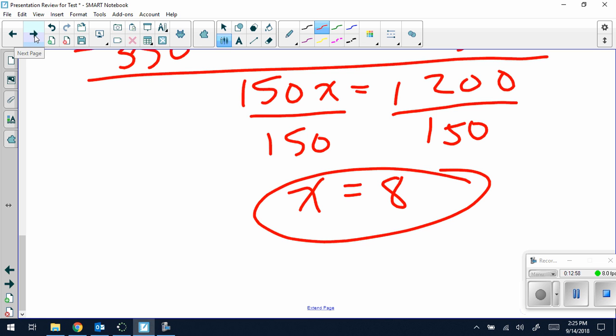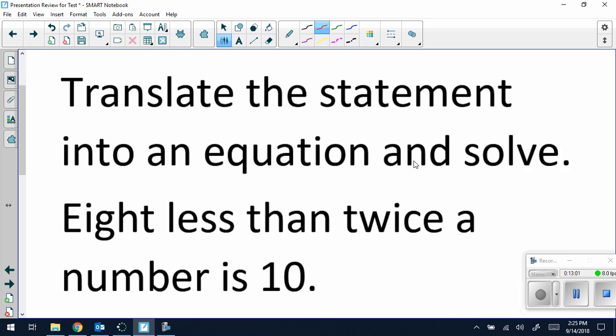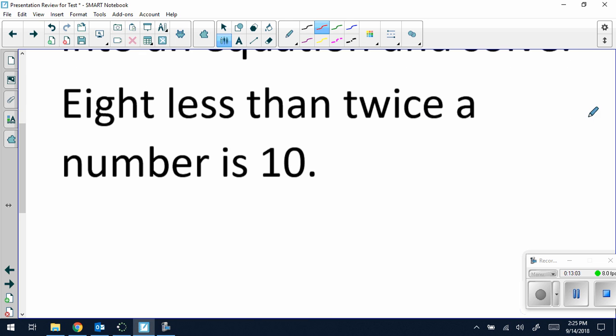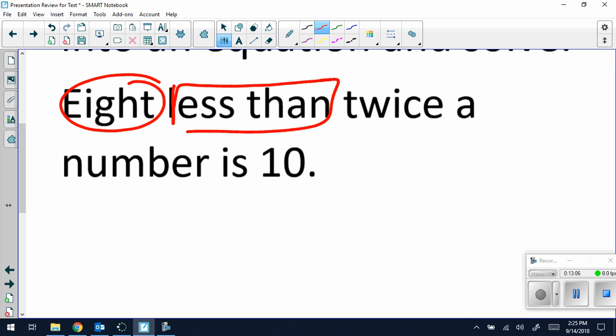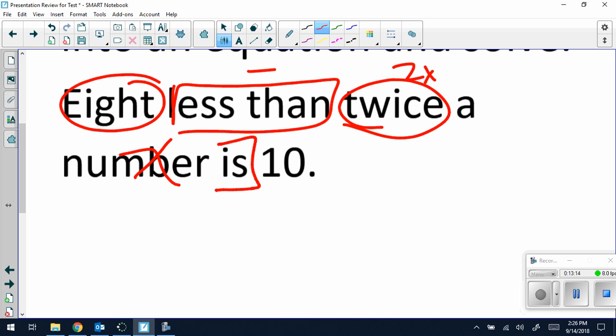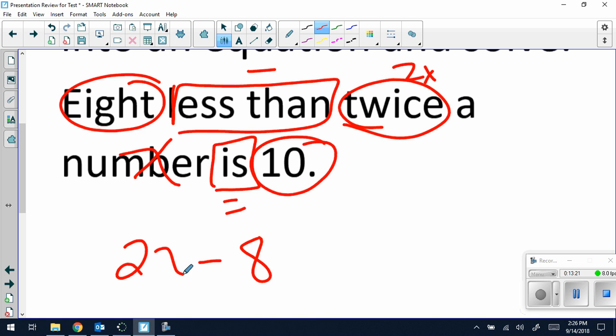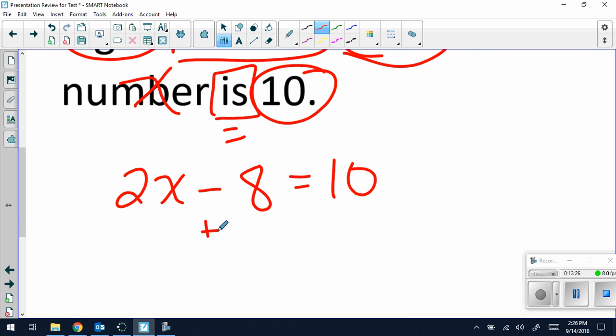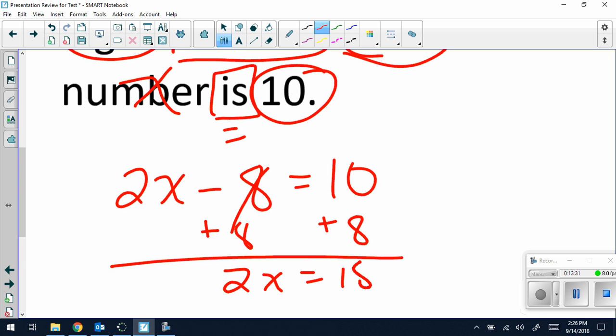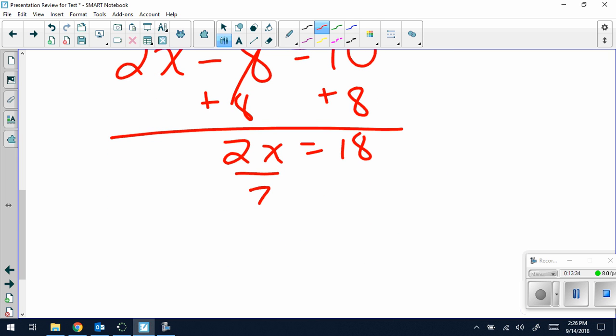We're almost done. I know this is a long video. Question 11, translate the statement. Okay, so 8 less than, that's subtraction, twice, that means I'm going to multiply by 2. A number, that's our variable, is, that's our equals, 10. Remember, subtraction is built backwards. So 8 less than, twice a number, is 10. And then adding 8. And dividing by 2.